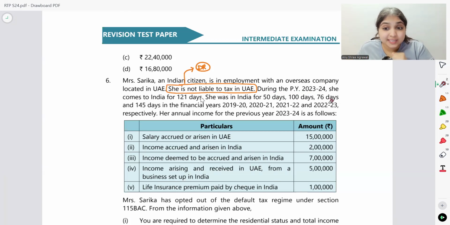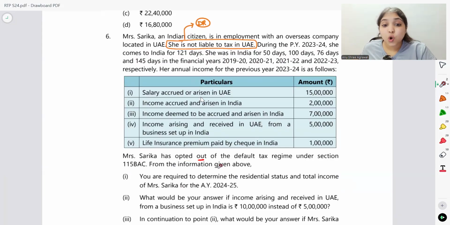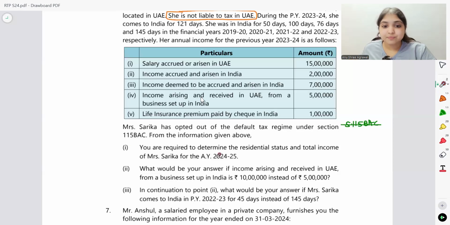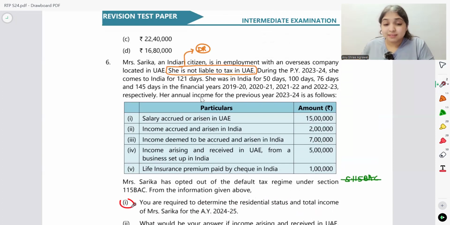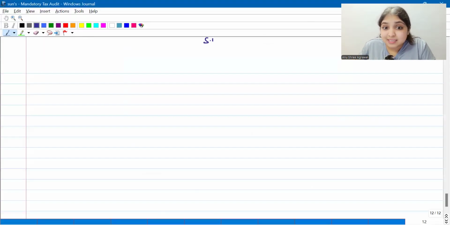Patience. During 23-24, she comes to India for 121 days. She was in India for 50 days, 100 days, 76 days, 145 days in last 4 years. So they've given the 4 years. Her annual income is as follows. Mrs. Sarika has opted out of the default tax regime under 115 BAC. Opted out, which means is your assessee following 115 BAC, guys? No, normal provisions. From the information given above, determine the residential status and total income of Mrs. Sarika. Simple, guys. One by one, we'll take it up. They're asking us to find the residential status and total income. Please keep in mind, assessee has opted out of 115 BAC, so normal provisions only.